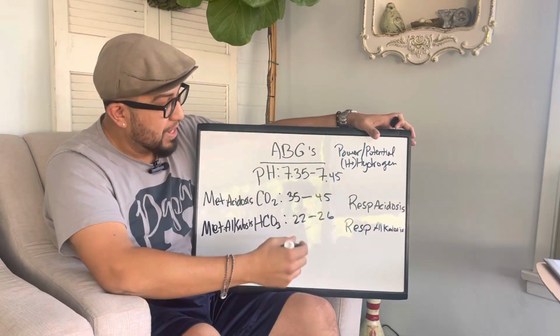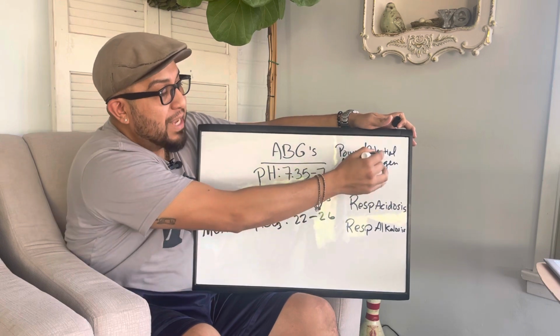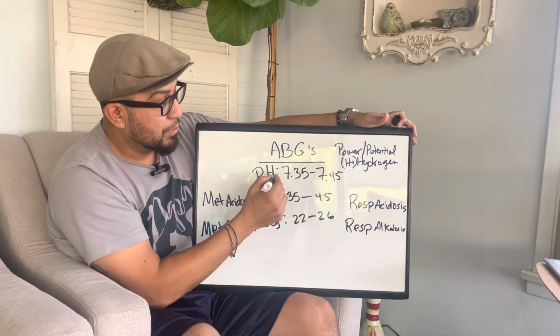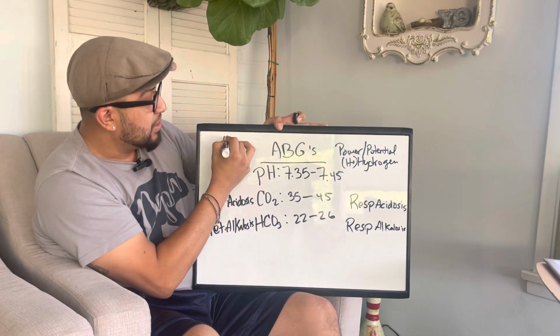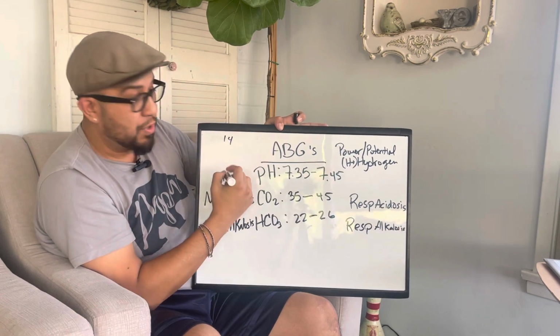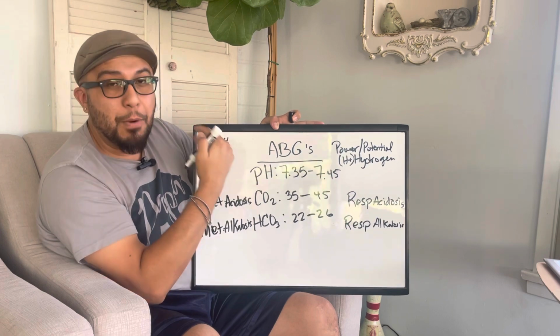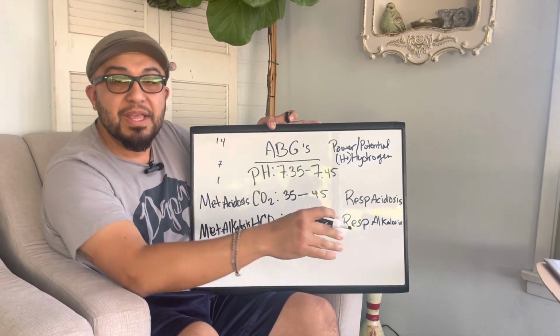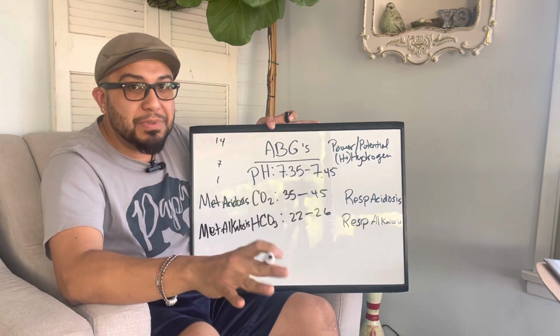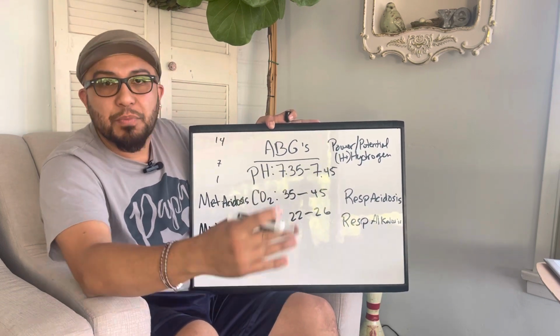That's going to give us an idea of what the ABG is going to be when it comes to interpretation. So your pH, or your power or potential hydrogen, is supposed to be 7.35 to 7.45. Make note that the range is up to 14, and it could be as low as 1. Neutral is 7. But our blood's pH is supposed to be 7.35 to 7.45. This means that our blood is supposed to be slightly alkaline. And that's important for you guys to know.